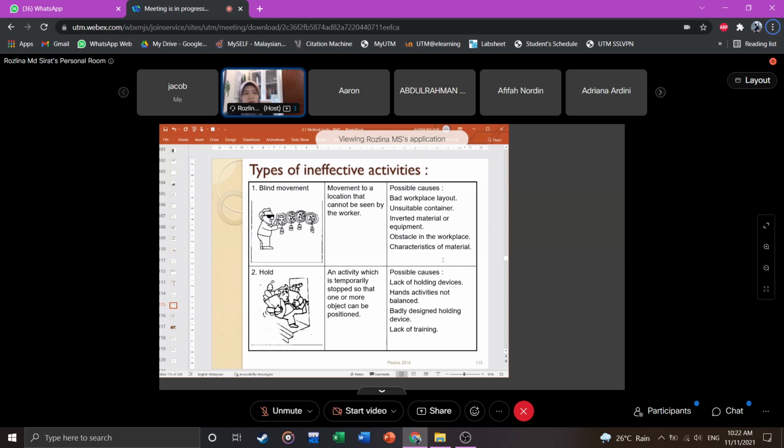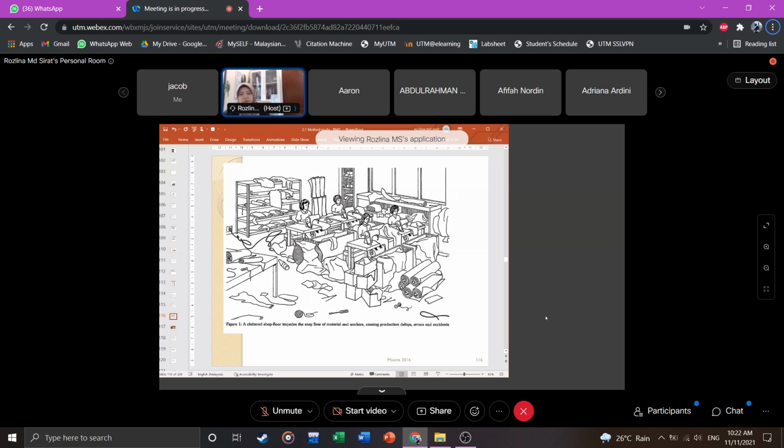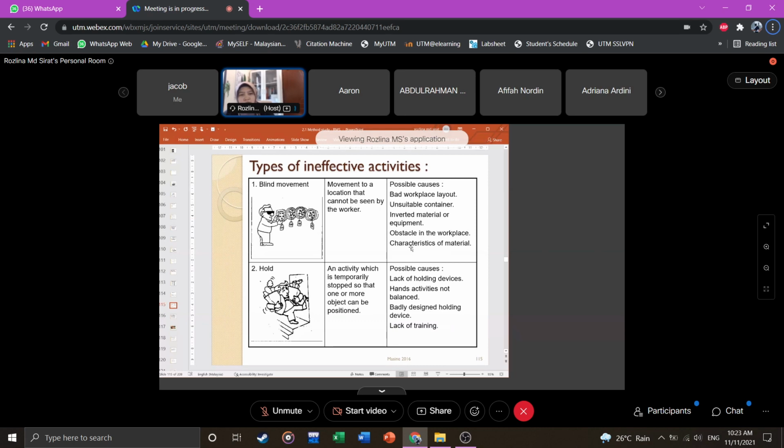materials. Okay, the second one is hold, an activity which is temporarily stopped so that one or more objects can be positioned. This is due to lack of holding devices, maybe because of the holding problem, hand activities not being balanced, badly designed holding device, and lack of training. Okay, look at this picture. How do you relate it with the issue just now? The issue is blind movement and hold issue.